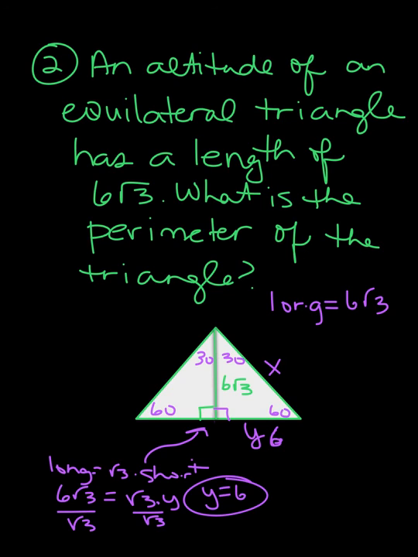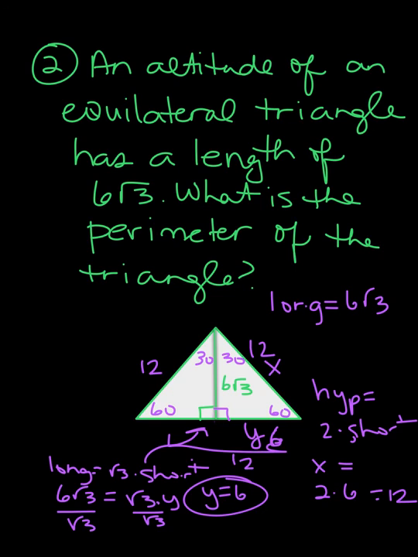And again, my hypotenuse is equal to 2 times my short leg. So my hypotenuse, which is x, is going to equal 2 times 6, which is 12. So I know that this side is 12. Again, I have an equilateral triangle, so this side is 12. And this whole side on the bottom is also 12. So my perimeter, it's asking for the perimeter of the triangle. My perimeter of the triangle is 36.